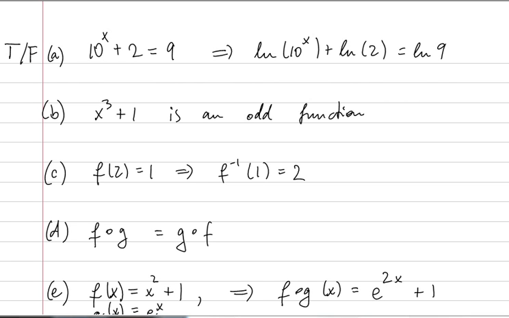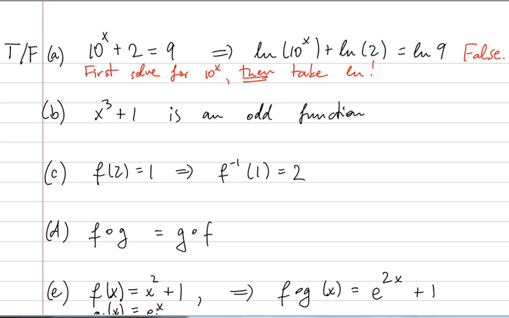So here we have some true-false questions. First of all, 10 to the x plus 2 equals 9 implies that we can take ln of each term, term by term. Well, this is false. You have to first solve for 10 to the x, then and only then take ln.